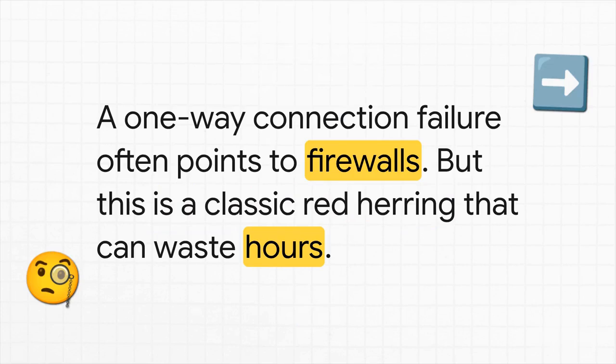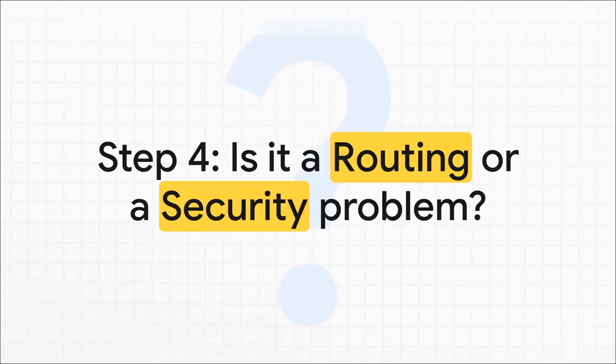A one-way connection failure almost always makes people jump straight to firewalls or security group rules. They'll spend hours, just hours, digging through inbound and outbound rules, totally convinced that something is blocking the return traffic. But in our case, that is absolutely the wrong path. Because we're following our framework, we're going to skip ahead to step 4.